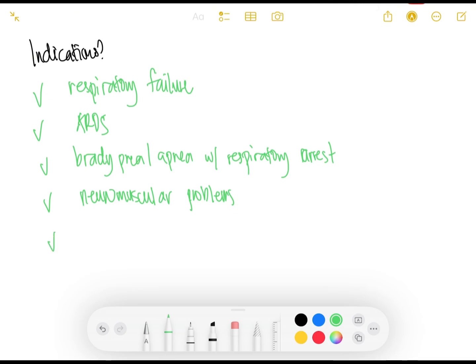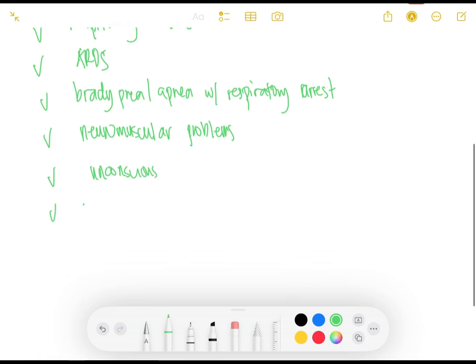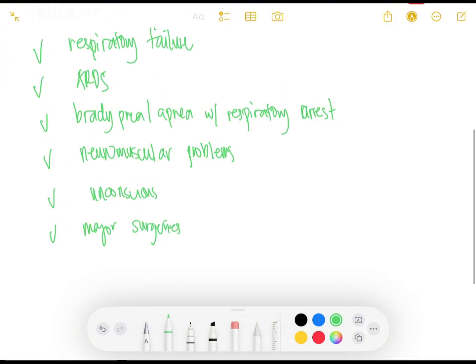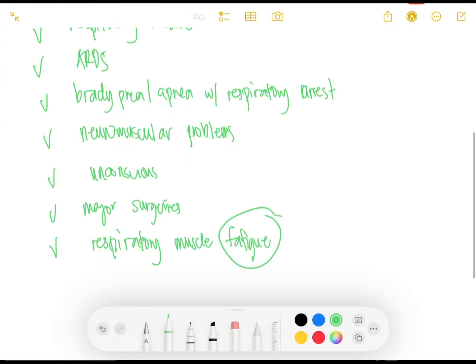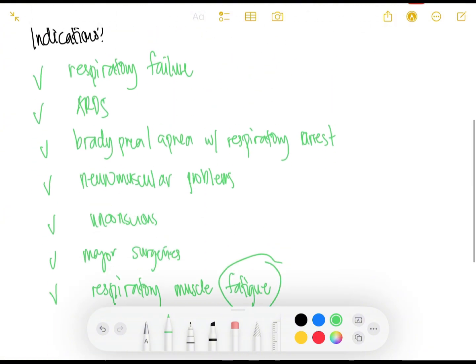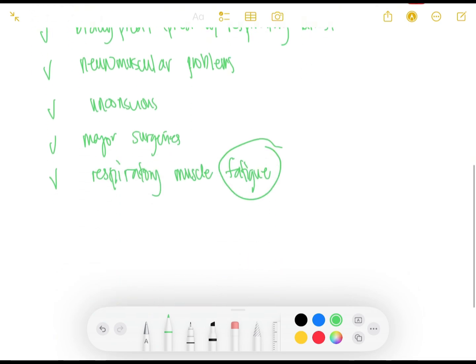What else? Patients who have decreased levels of consciousness or are unconscious and cannot control their own breathing. Okay, what else? Patients who have undergone major surgeries, especially if they have been under general anesthesia. What else? Respiratory muscle fatigue. Okay, pag yung mismong muscles natin for respiration, mapagod na sila. Okay, so the muscles for respiration. So these are the common indications for the use of mech vent.